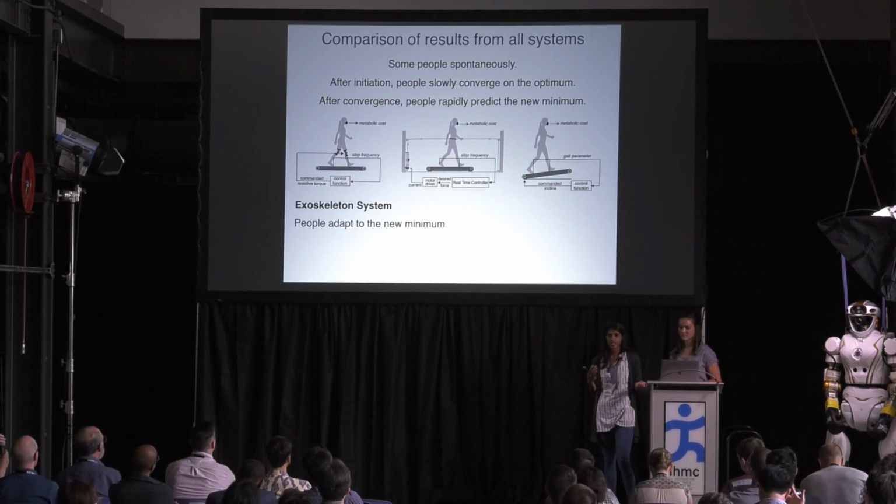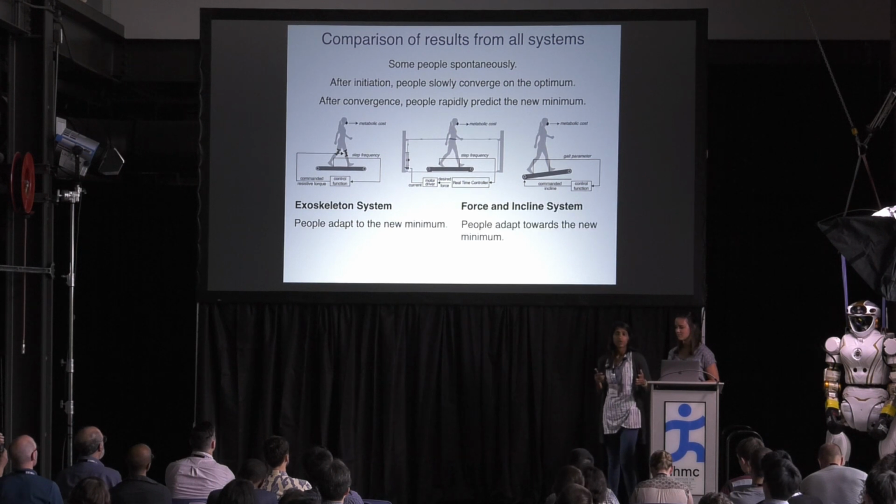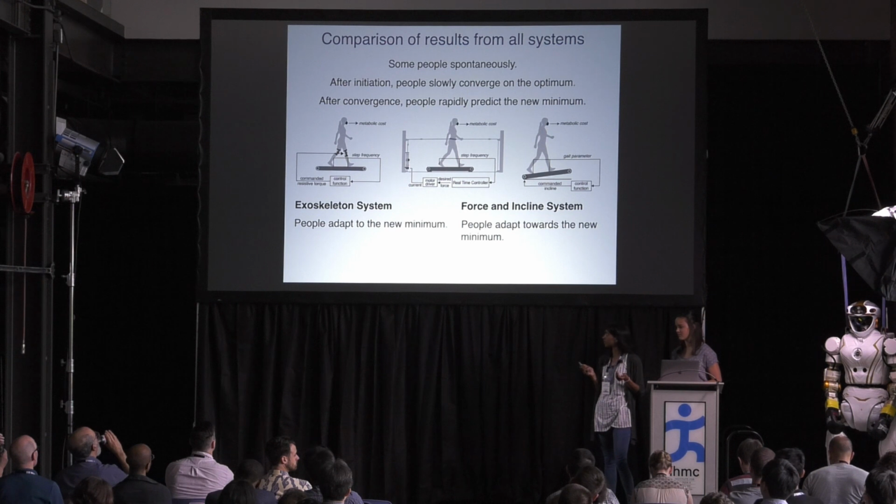So one, in the exoskeleton system, all the people converge to or very close to the optimum. But in these systems, while people made a significant shift towards the new energy optimum, they didn't quite converge on it.